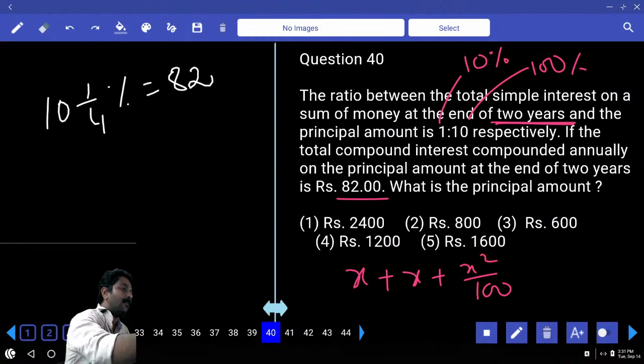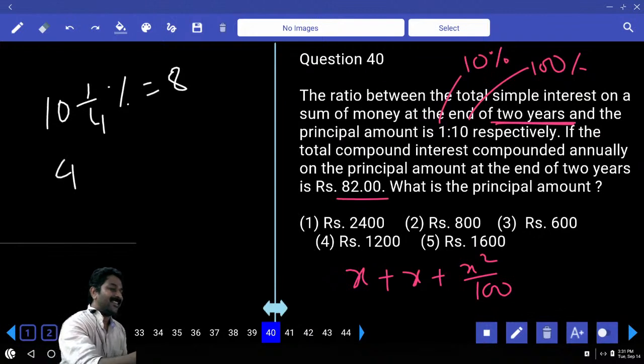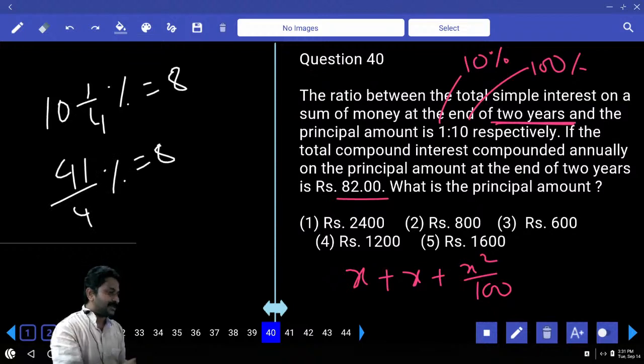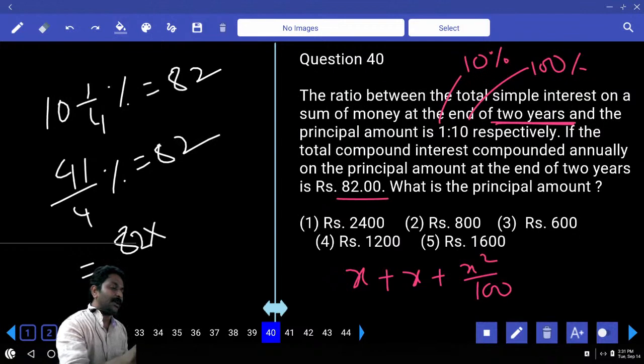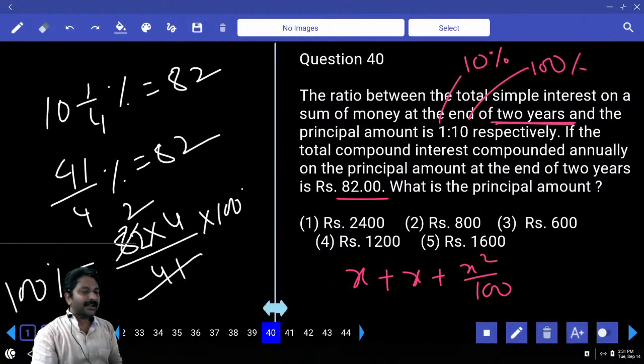If you say you don't have common sense, then this is the way. 10 1 by 4, in the sense 41 by 4%, is equal to 82. Then 1% is equal to 82 into 4 by 41. Principal is 100% into 100. 41 twos are 82, 2 into 4 is 8, 8 into 100 is 800.